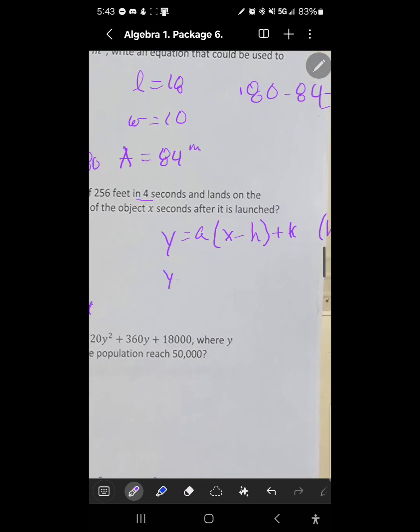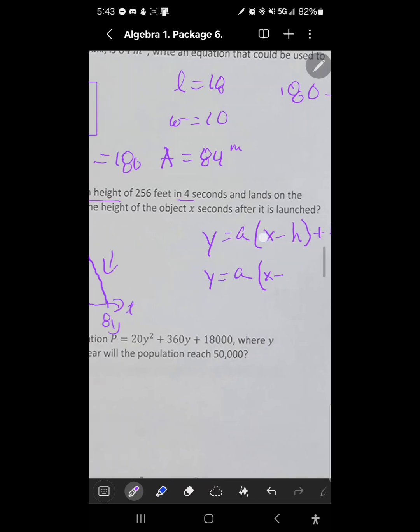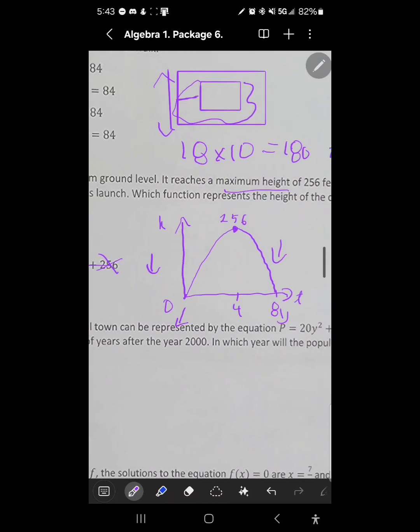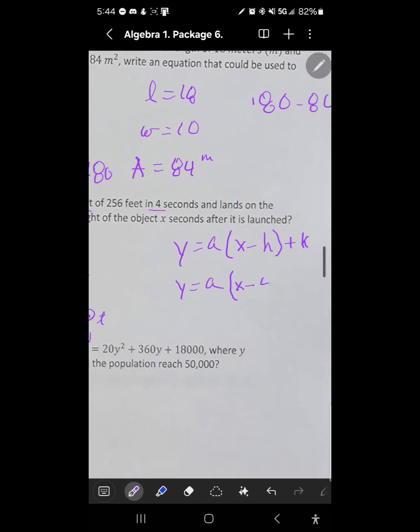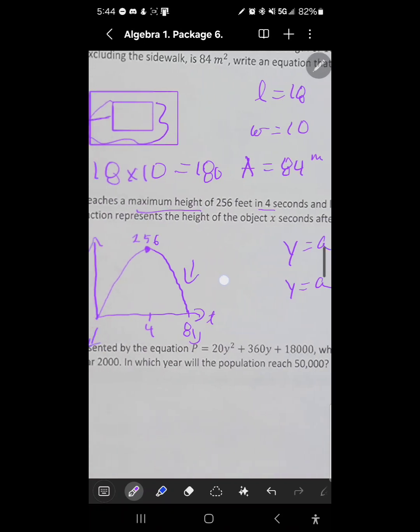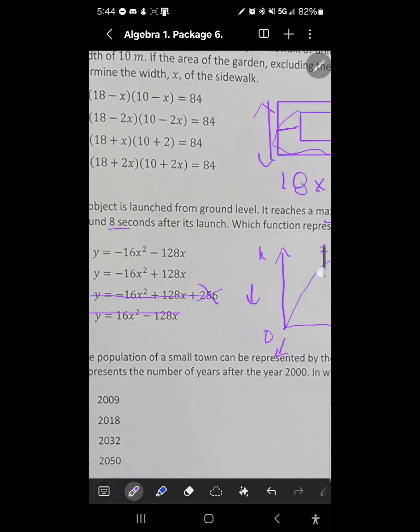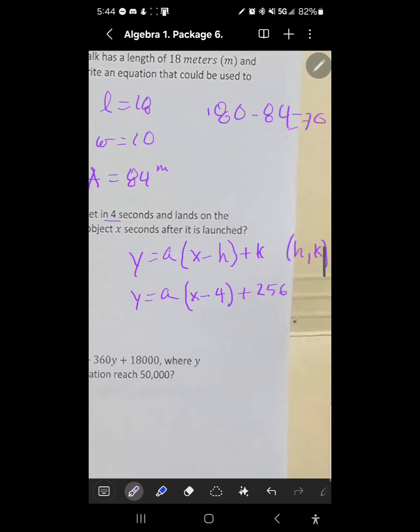Now we have, in this case, we don't have the a, but we do have the a, so it will be x minus... the x value is 4, so x minus 4 plus... or the y value is 256. 256. Oh, never mind.